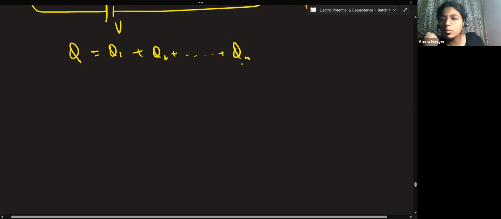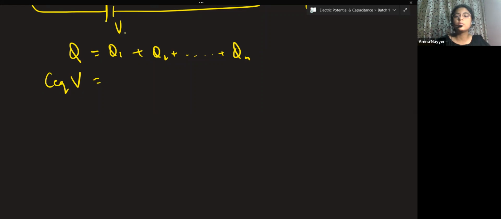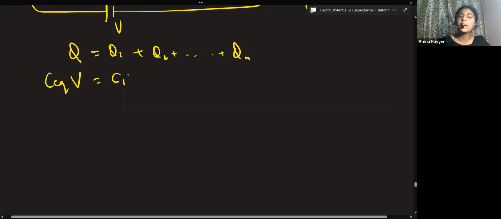Now Q is equal to CV. So net charge is what? Net capacitance, C equivalent, multiplied by the net voltage of the system. This is equal to Q1 plus Q2 and so on. Q1 is equal to the capacitance of the first one multiplied by its potential, so Q1 is equal to C1 multiplied by V1. But the potential of the first one, the second one, all of them are equal.